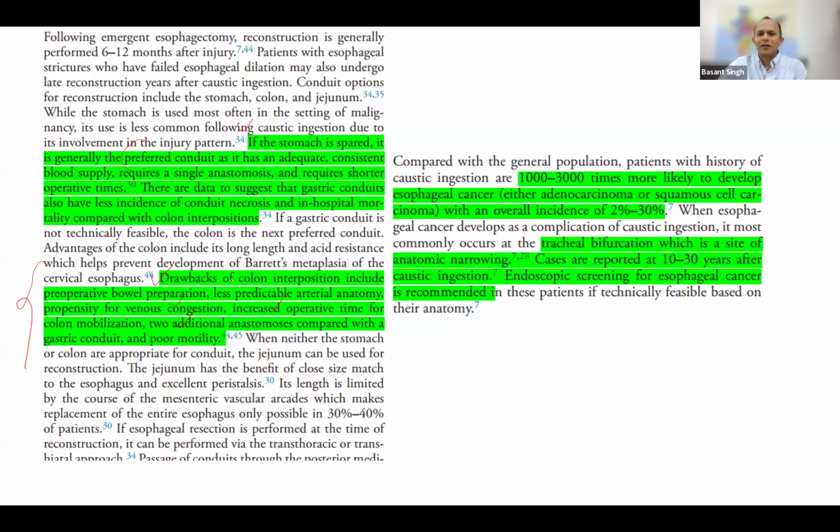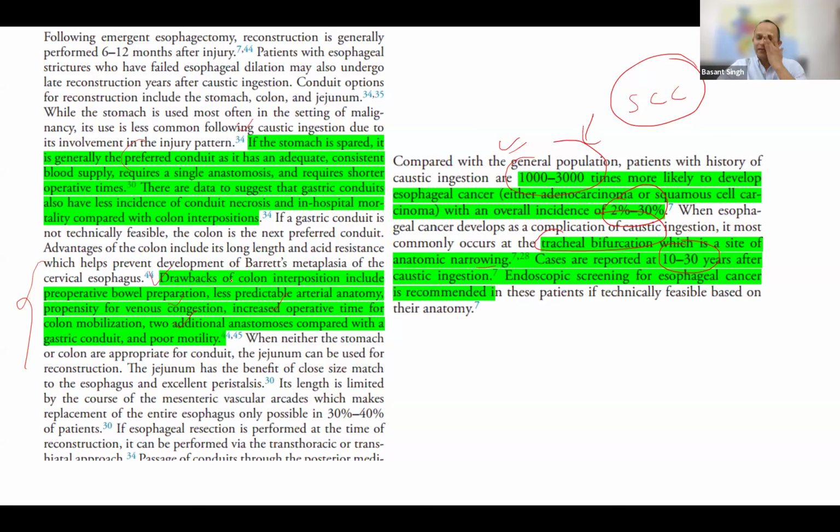So this is about your risk of malignancy. These are new figures that they've given. 1,000 to 3,000 times more likely to develop malignancy. More common is squamous cell cancer, not adenocarcinoma. Adenocarcinoma is also there, but squamous is more common. Incidence of 2% to 30%. It occurs at the tracheal bifurcation, which is a site of anatomical narrowing. And generally, it occurs 10 to 30 years after caustic ingestion. So all these numbers should be very clear. They have mentioned this in the previous papers also, I think, but now they have incorporated it in the chapter as well. New chapter on caustic injury.